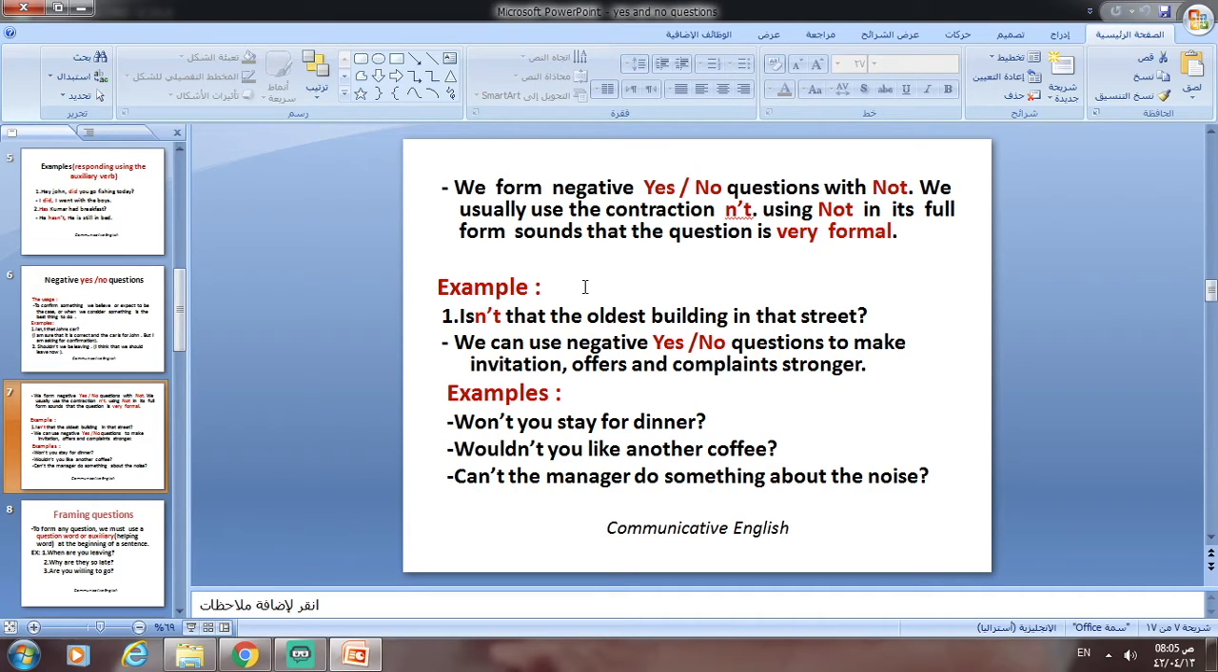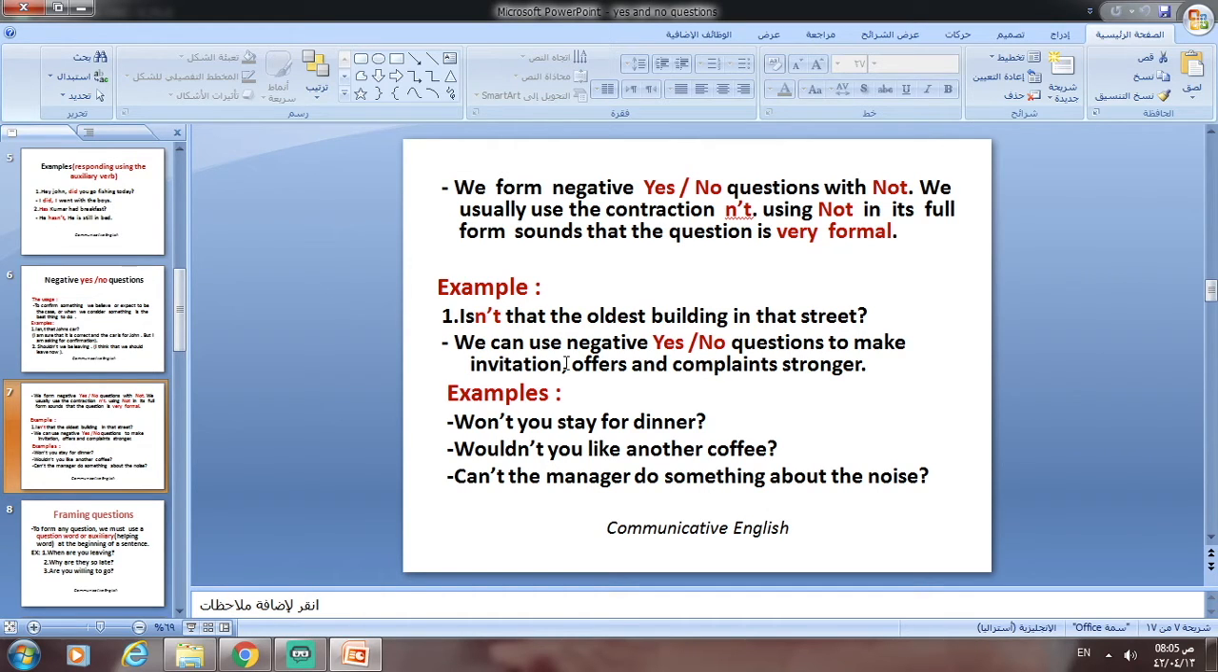Let's see some examples. Isn't that the oldest building in that street? This is one of the examples. Isn't. You see that we use the contraction, apostrophe t, because if we use the full not, it will be more formal, very formal. So we use the contraction.